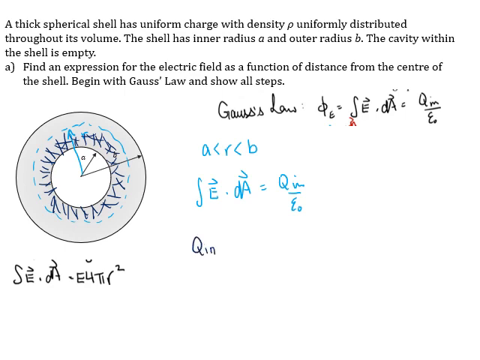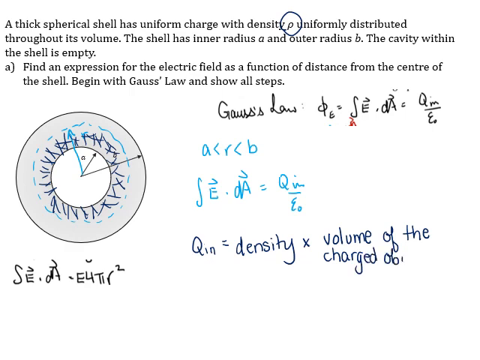So for our Q in, because this is a 3D object, we're going to use the volume charge density. Our density is given with our symbol of rho, and we have to multiply it by the volume of the charged object inside the Gaussian surface. We know that the white space doesn't have any charge, so it's only this bit here that has charge, so we have to find the volume of this bit.